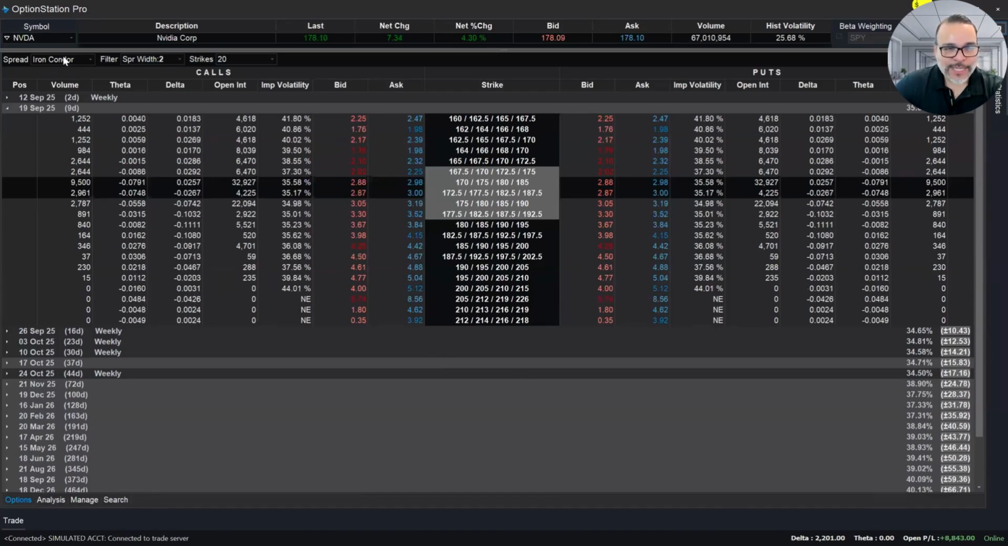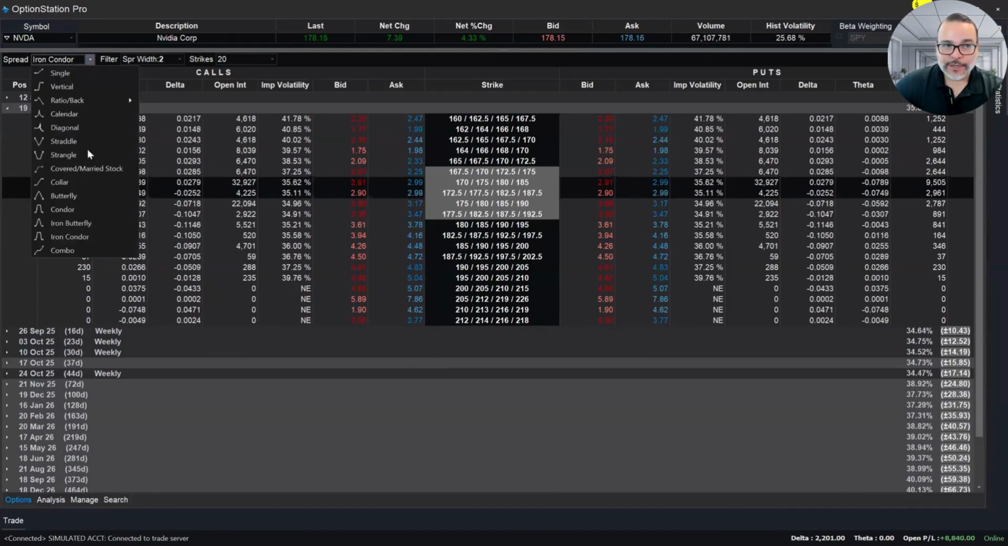You have some drop downs right here on the top. It allows you to organize your options. You have a spread selector that pretty much allows you to build spreads automatically. You see all the strikes that make up that spread. Right now I have iron condors, so you can see that it's made up of 4 different strikes. And in this particular case, I have the 170, the 175, the 180, and the 185 visible or listed here.